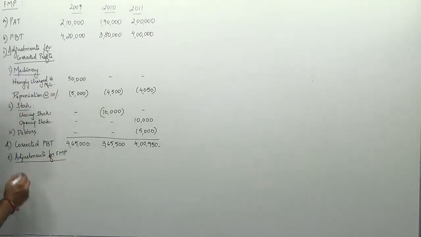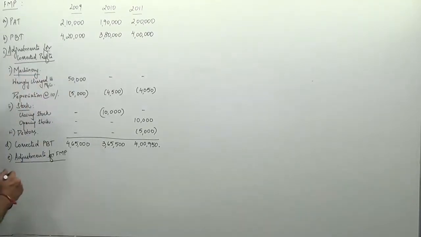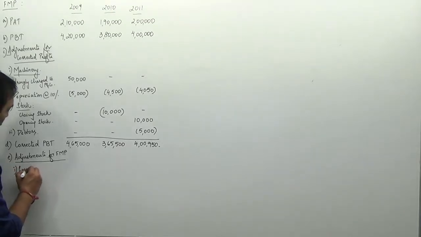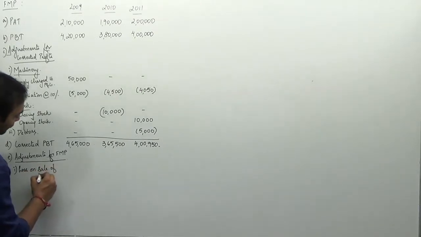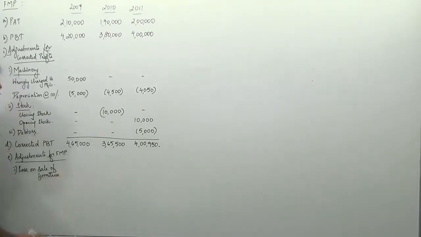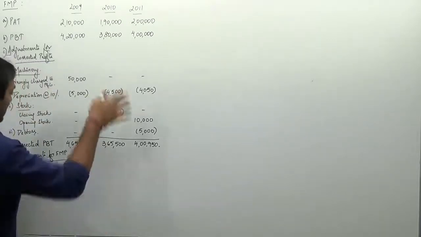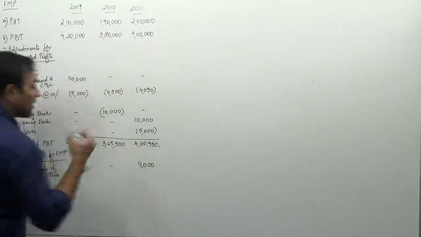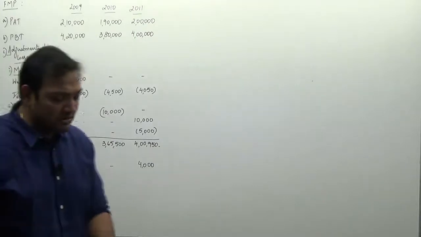First one is, read the point number B. Abnormal loss on furniture. Loss on sale of furniture. Which year? 2011, loss is 4,000. It is a loss, I'll add it back. Because when it was a loss, I already deducted it. Now you add it back, because I want uniform profits.